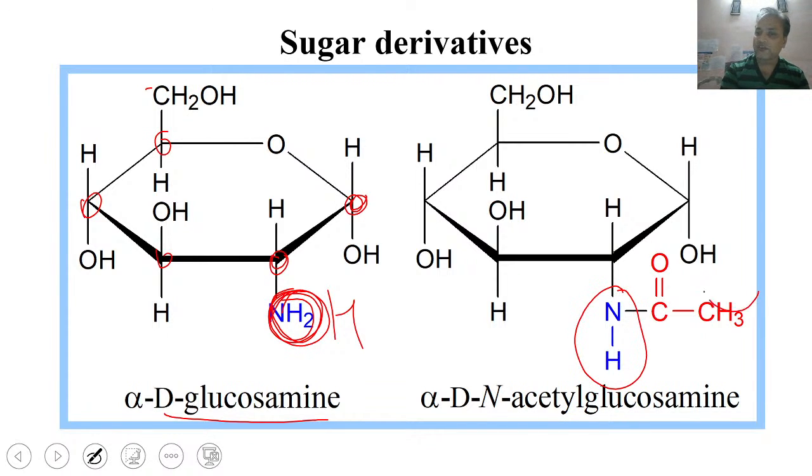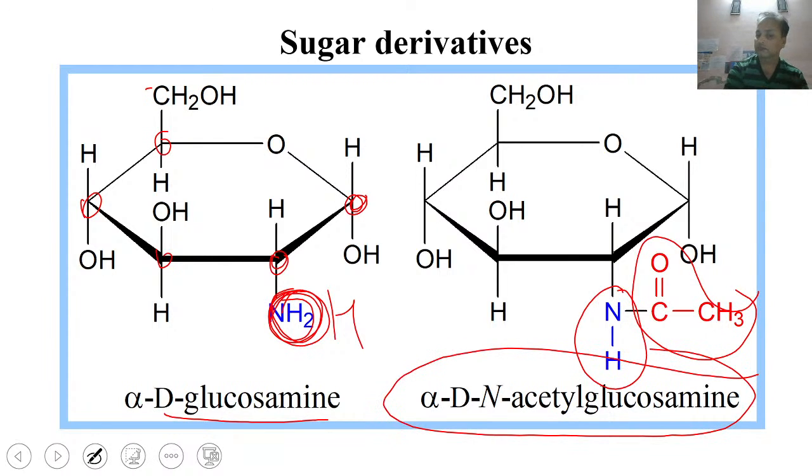Similarly, in this amino derivative we have an acetyl group; CH3CO is called an acetyl group, so this is an N-acetyl group. If OH is replaced with an N-acetyl group, it is called N-acetyl glucosamine. Why alpha? Because this OH is downside on the anomeric carbon. If OH is downside, we call it alpha. Why D? Because this is coming from D-glucose. So these are different derivatives.